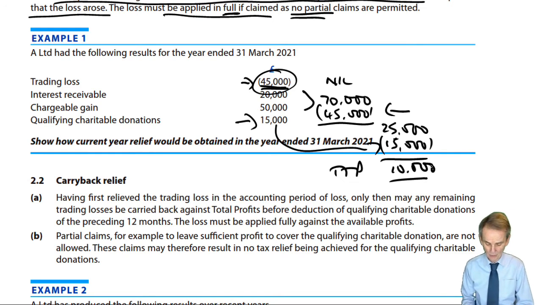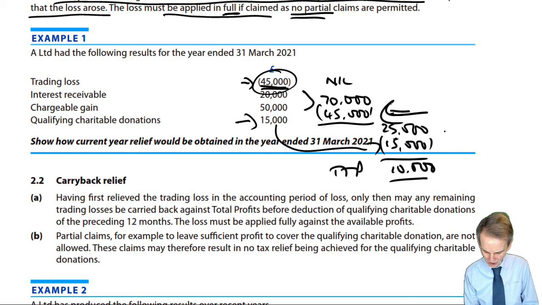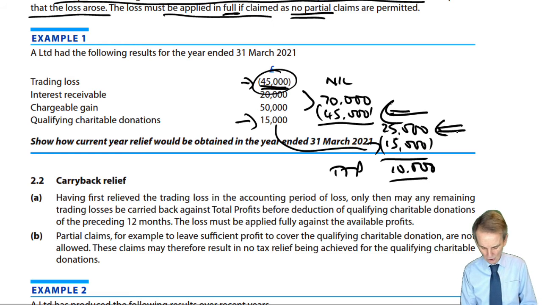The loss relief in the current period would use up all of that £45,000 of loss. It would equally not involve any wastage of your qualifying charitable donations paid, because the amount of loss used still leaves their total profits sufficient to cover the donations paid.